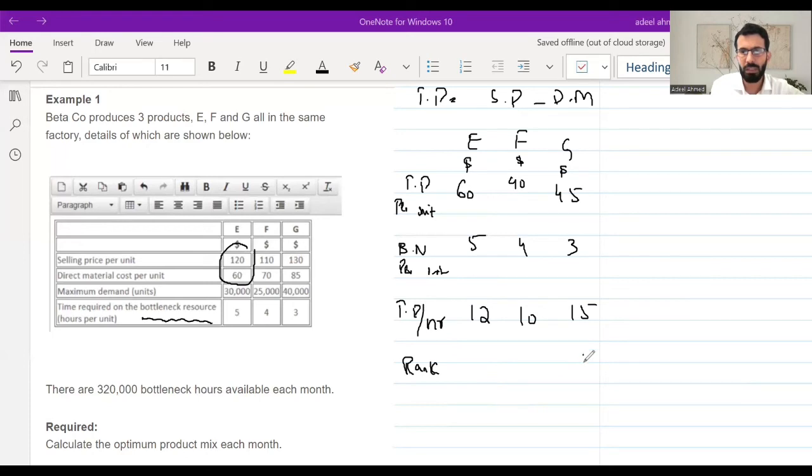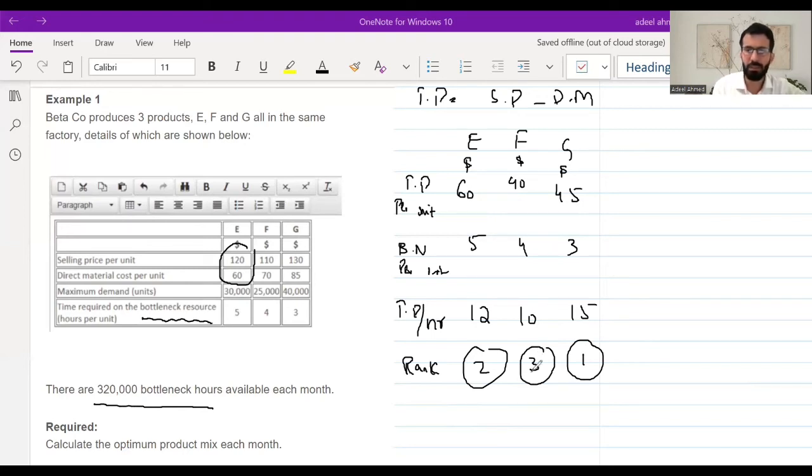So it should mean that we should first of all allocate our available time, which is 320,000 of the total time available. First of all, it should be allocated to product G, and then we can focus on product E. And then if there is any resource time available for the bottleneck, it would then be allocated to product F.